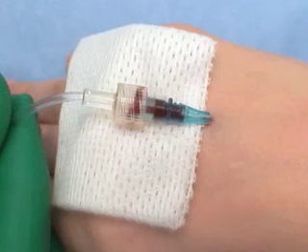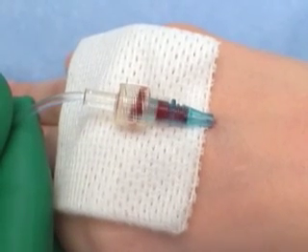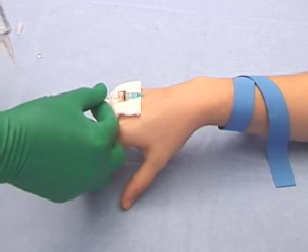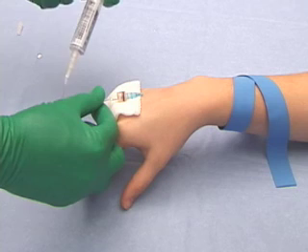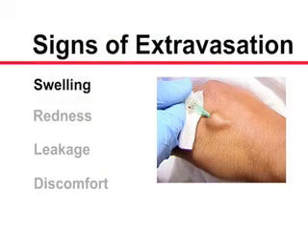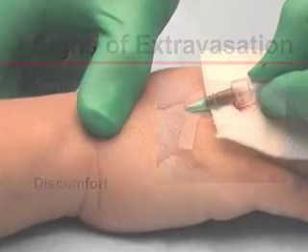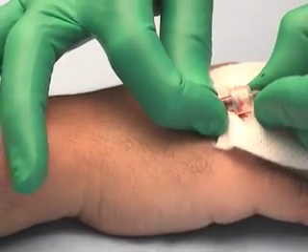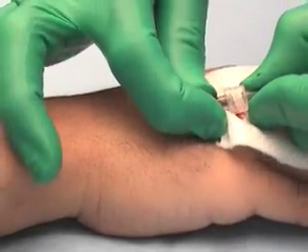Make sure that the tourniquet has been released and confirm that the cannula is patent by flushing it with normal saline. The volume used depends on the size of the vein and the gauge of the catheter. Check that there is no swelling, redness, leakage, or discomfort around the insertion site. Attach the intravenous fluid tubing to the cannula and start the fluid infusion.